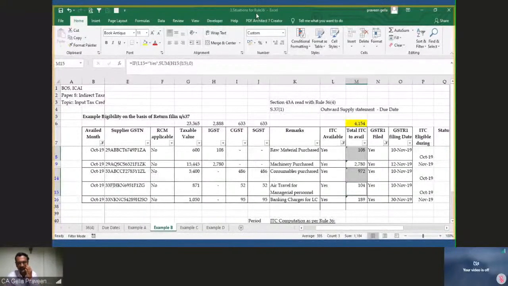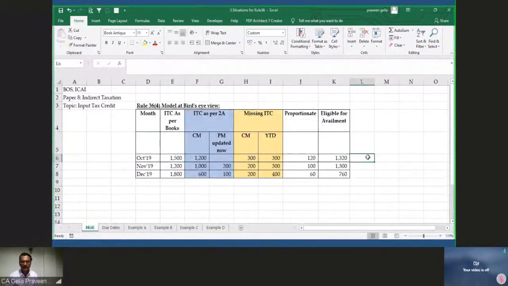Ambika, yeah, 10% of ITC on 2A. I'll come to the Excel file. Yeah, just look at this, Ambika. I'll clarify your point once again. Here, for the month of October, 300 is missing. I've already taken 120. Now look, in the month of November, I'm taking previous month. See, column G, row number 7, cell reference G7. In G7, 200 is appearing in 2A.